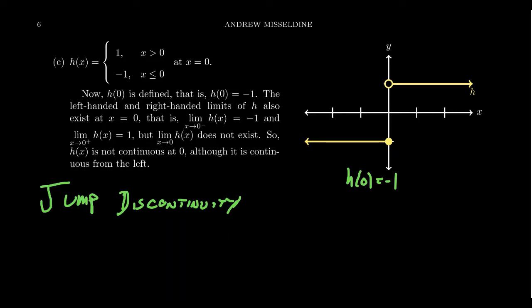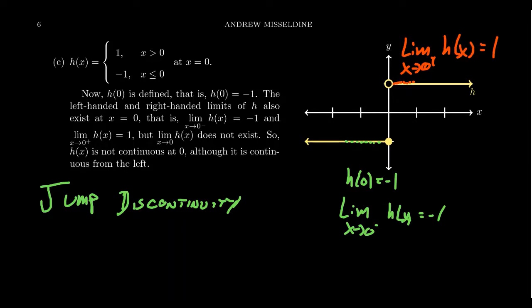If we look at the left-handed limit, as we get closer and closer to x equals 0 from the left, we see that the limit as x approaches 0 from the left of h of x will likewise equal negative 1. On the other hand, if we approach 0 from the right, the limit as x approaches 0 plus of h of x is going to equal 1. And so you see there's a disagreement happening here. The left-handed limit is negative 1. The right-handed limit is positive 1.